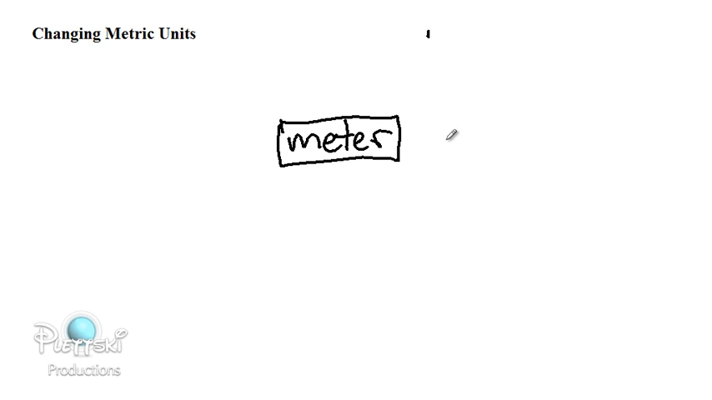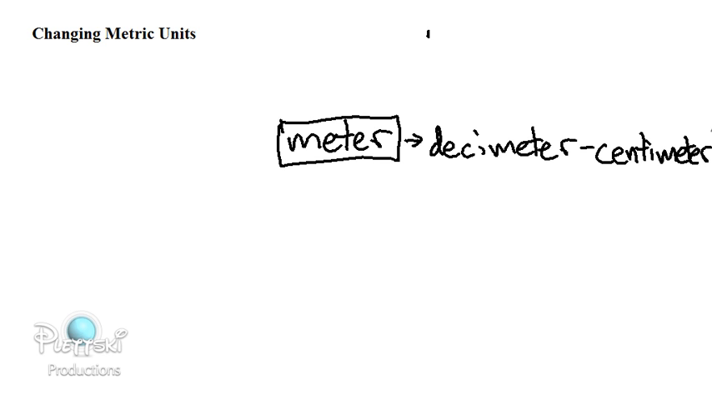unit of measurement. And we're going to put the smaller units over here. The next smallest to a meter is a decimeter. A decimeter. And then next to that would be a centimeter. A centimeter. Okay, now we're going smaller to the right here.